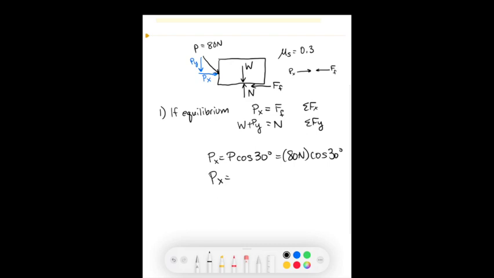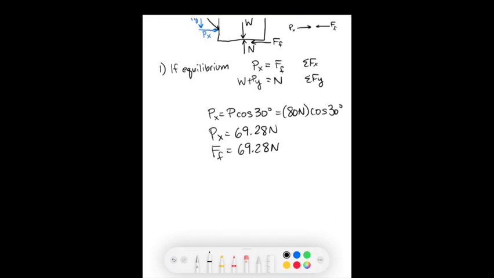Find that Px is equal to 69.28 newtons. And so since the friction force is equal to that, the friction force, therefore, would be equal to that under conditions of equilibrium. Conditions of equilibrium would constitute phase 1 of the Coulomb graph. So we're assuming in this case that the friction force is equal to P.